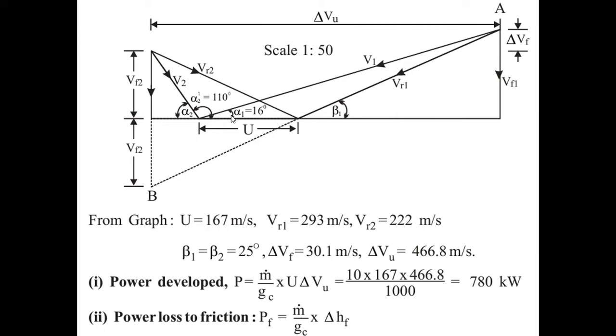Or you can draw the graph triangles below the horizontal line also. That is also correct. So alpha 1 and V1: 450 meter per second and alpha 1 16 degrees. I'll draw towards the right side and I'll get the tip A. From tip A, I will draw one vertical line. This should be a perfect vertical line. VF1 should be exactly 90 degrees with U. U means the horizontal line, because we don't know what the value of U is. Point is clear.